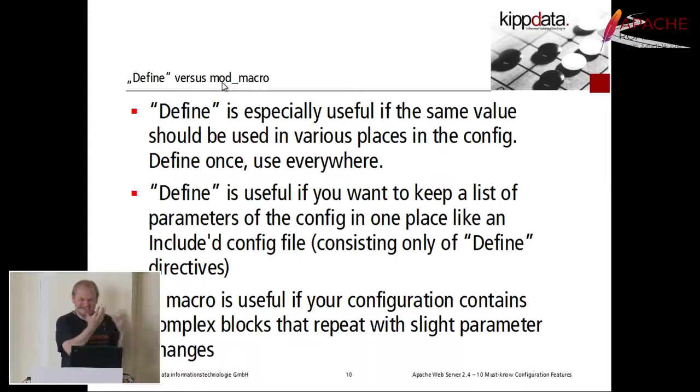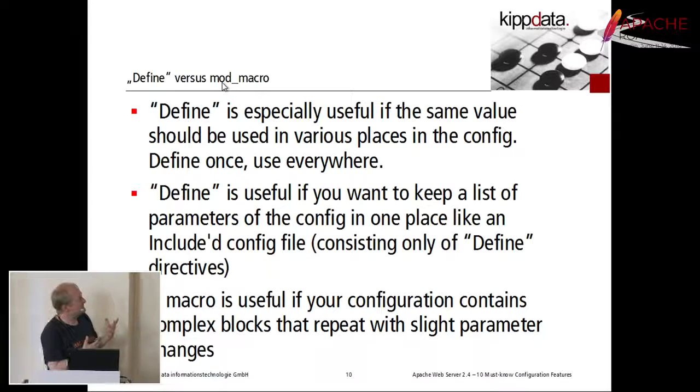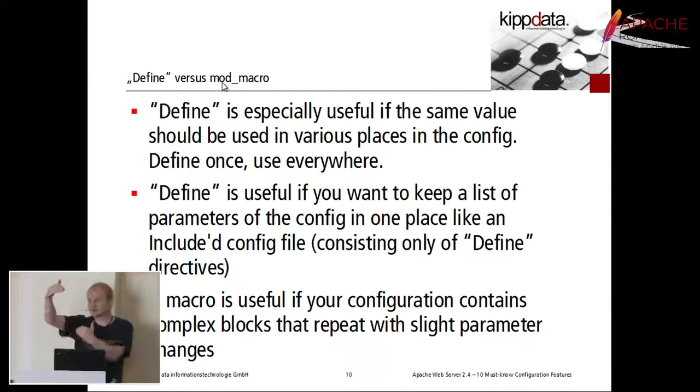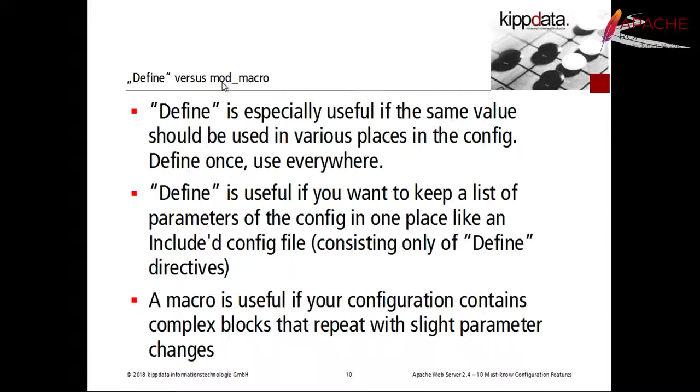So what's the difference? I mean, Define is especially useful if the same value is used in several places and you want to factor out this value in a central place to control it easily there. Macro is more useful if you have a complex block of configuration that repeats but has slightly changed values. These you then inject via the parameters. So both help you reorganize your configuration, but for slightly different targets.